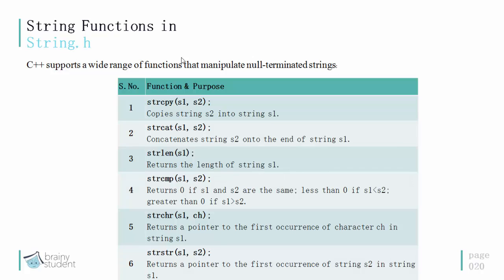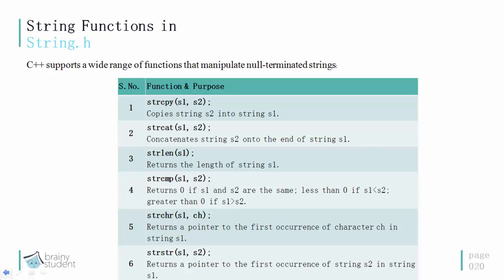Then we also have string functions in C++. C++ supports a wide range of string functions that manipulate null terminated strings. First of all, we have strcpy. Strcpy is nothing but string copy. If we want to copy one string to another, we have to write strcpy. We have to supply two strings, s1 and s2. If we do this, it copies string s2 into string s1. Whatever value is there in string s2 will be copied to string s1. This will be done by strcpy.